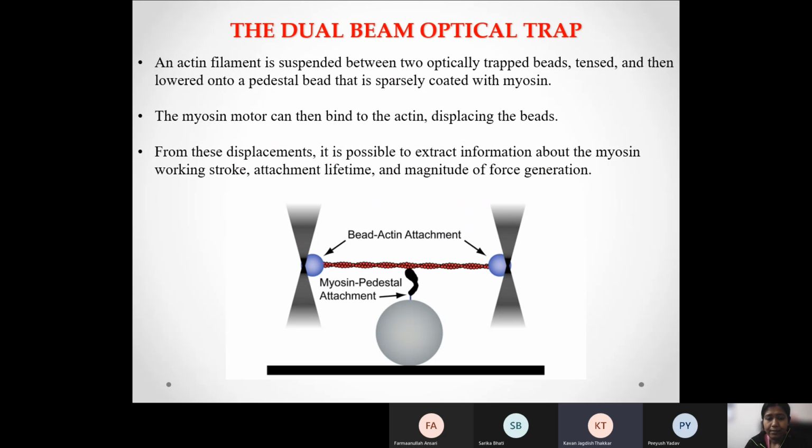What's the second thing that he did? The second thing that he did was he took another bead now and he put a myosin attached to it. And by now we have understood that it is just the part which is called the heavy meromyosin. Heavy meromyosin, do you remember what was heavy meromyosin? The portion with the head. Portion of the head, a little bit of the neck was also there, right?